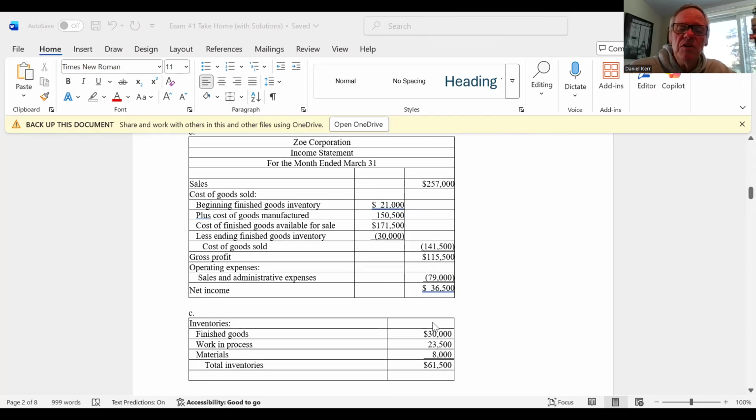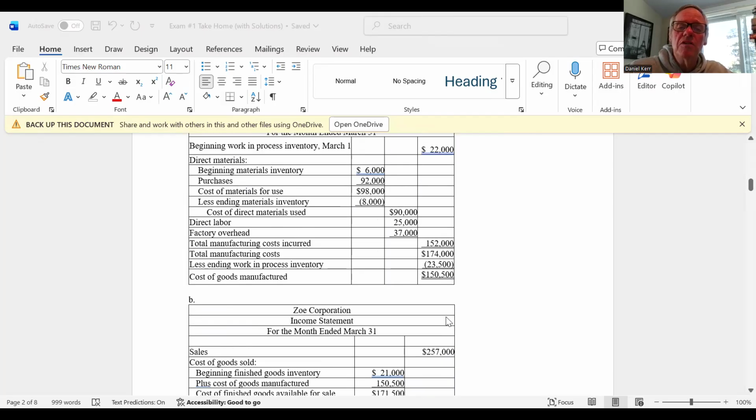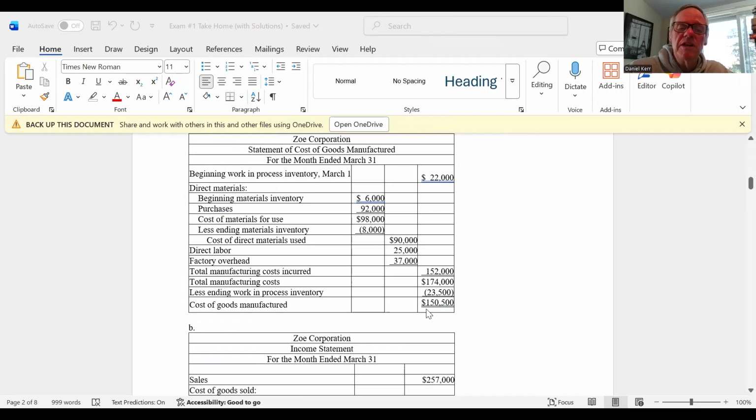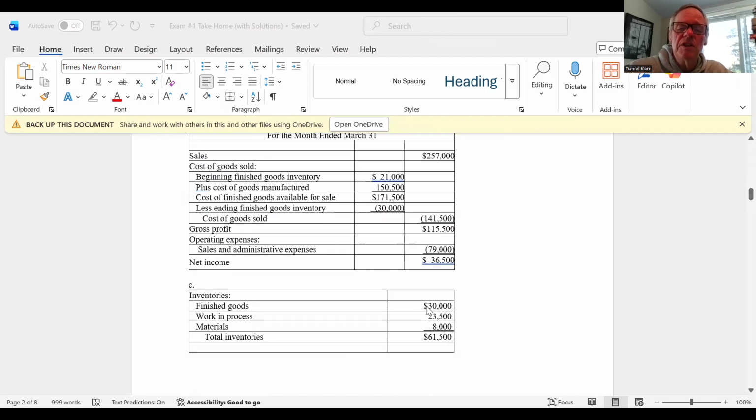Then you had to show what the inventory was, and the inventory has 3 components. It's finished goods plus work in process plus materials. You started with materials and then did work in process, then finished goods, that's fine. But these are your 3 components of inventory. Remember, a manufacturer has 3 different types of inventory: materials, work in process, and finished goods, whereas a retailer or a merchandiser would only have finished goods. All right, so that was the first one. To get 10 points on that, you had to put it in good form. You had to show the cost of goods manufactured, you had to show the net income, and you had to show the ending inventory of these three components.